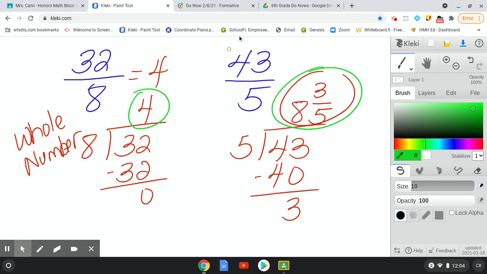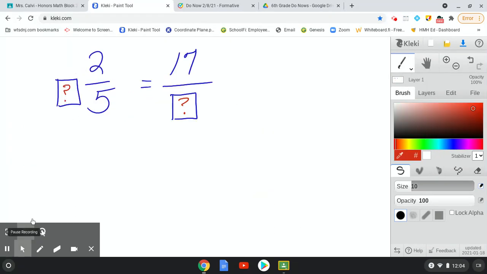You may also see problems like this. They may give you something in your assignment that looks like this, where you have to find the missing numbers that belong in these boxes. Well, I'm going to work with this left one first because I know I have to do 5 times whatever this number is plus 2, and that has to equal 17.